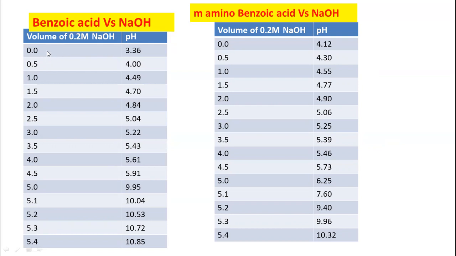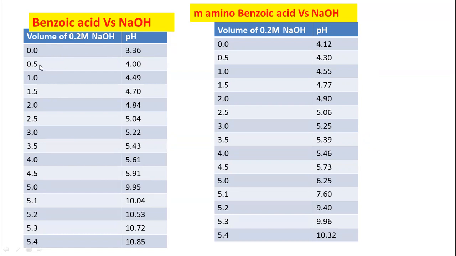You can see the first titration, benzoic acid versus NaOH. The volume of 0.2 molar sodium hydroxide solution is placed in the burette. Without any addition, we first measure the pH. That first reading is 3.36. Then we have to add the NaOH solution to the benzoic acid solution.